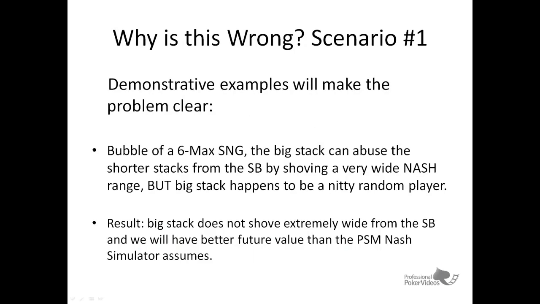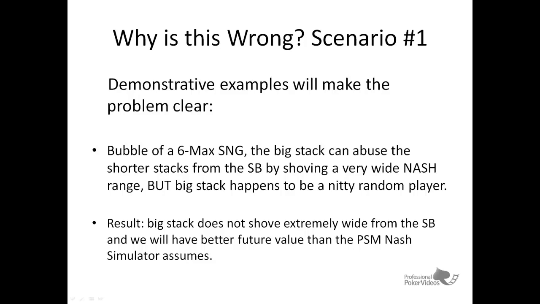So here's a couple of examples to put it in perspective. Imagine that it's a 6-max sit and go tournament, and the big stack can abuse the shorter stacks from the small blind by shoving very wide based on Nash. But the big stack happens to be a nitty fish. Well, what's the outcome of this? The outcome is that the fish is not going to shove as wide as he should, because he doesn't realize how wide he could shove based on Nash. And therefore, the guy in the big blind is going to get a lot more walks than what the PSM calculation would otherwise think.